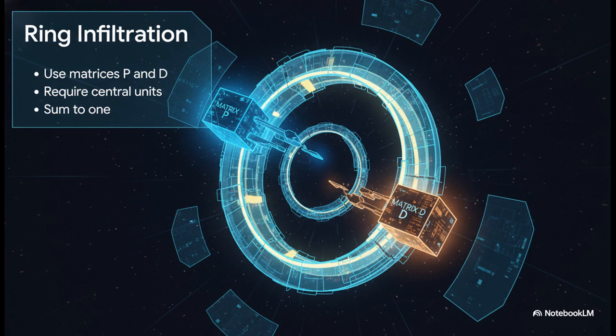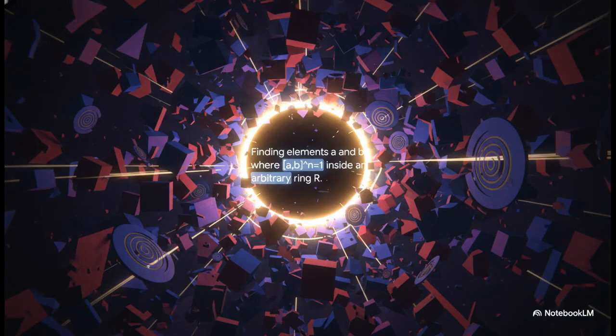Now, before we tackle a completely naked, arbitrary ring, let's look at a matrix ring over an arbitrary base ring, which we'll call S. Infiltrating this kind of general space requires setting up very specific shifting matrices, P and D. But the vault only pops open if the base elements, these things called central units, which basically play nicely with everything else, perfectly sum up to the number 1. If and only if that condition is met, then the commutator raised to the power of n perfectly equals the identity.